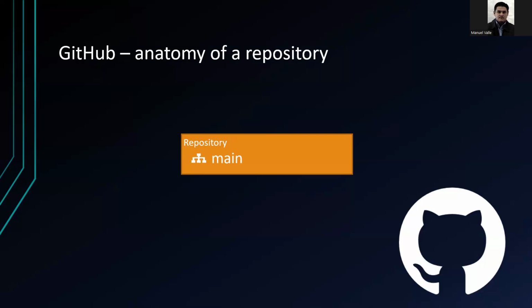For now, we are going to be focused on the easiest part, or the basic part, which is create a repository. That repository is going to create the main branch. We are going to clone that repository, and we are going to change it, commit those changes, and push those changes into the main branch.